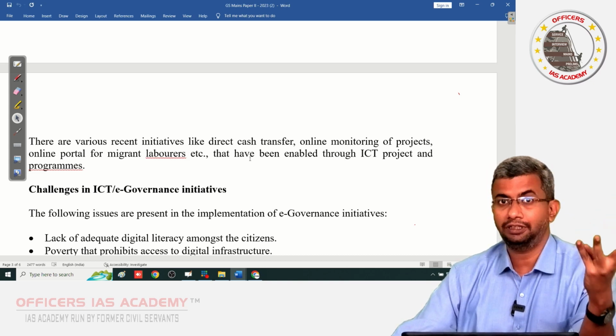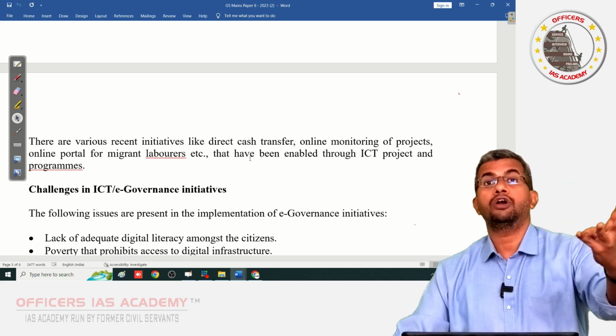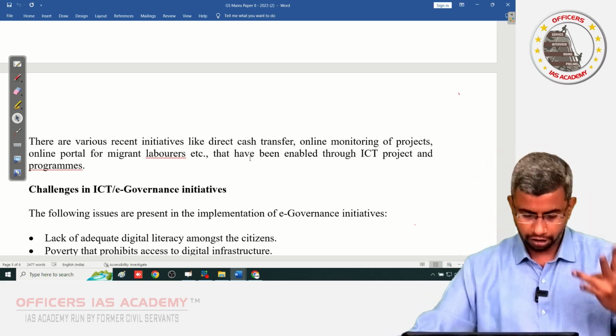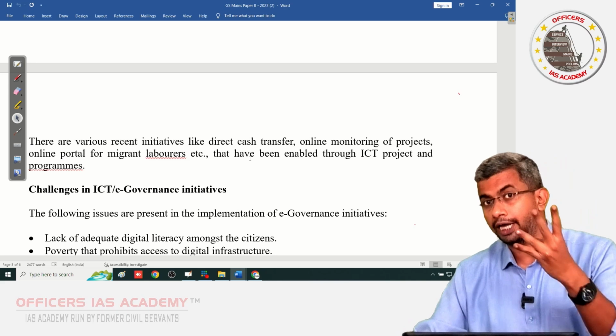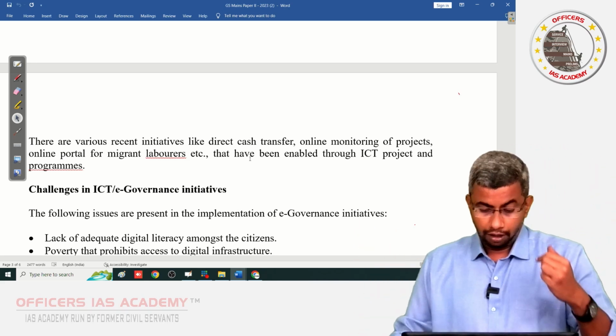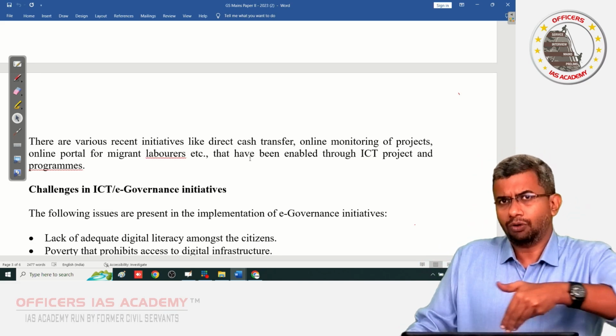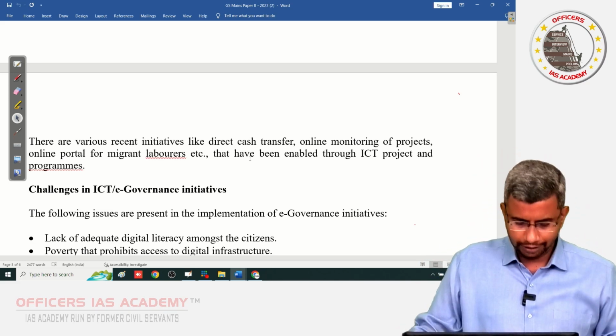So it brings transparency and accountability. It ensures that there is no leakage. Online monitoring of projects, PM Gati Shakti. Online portal for migrant laborers, the Shram portal, right, have been enabled through ICT projects and programs. You can quote those programs also as examples.